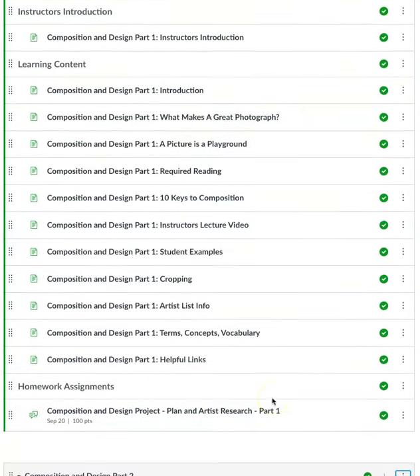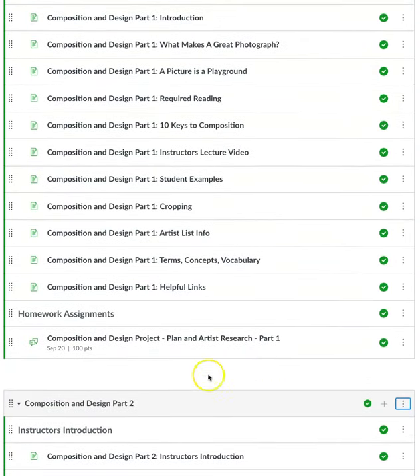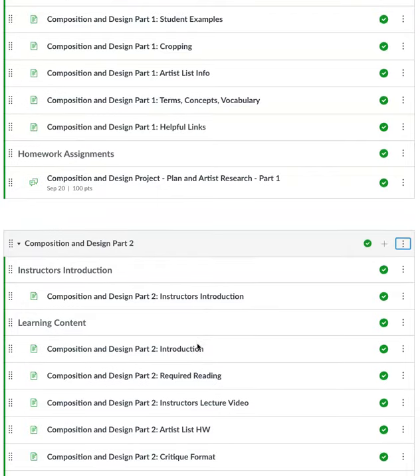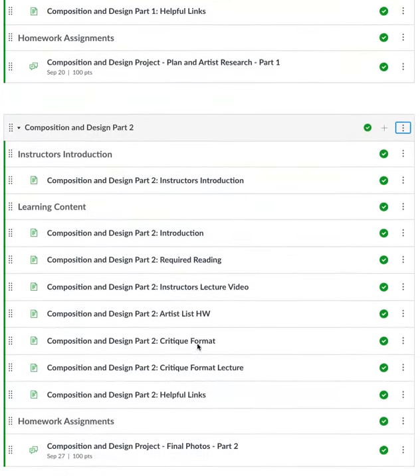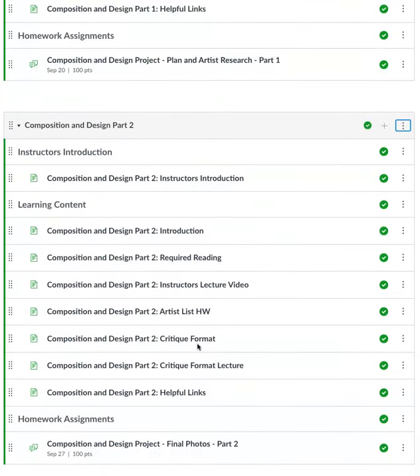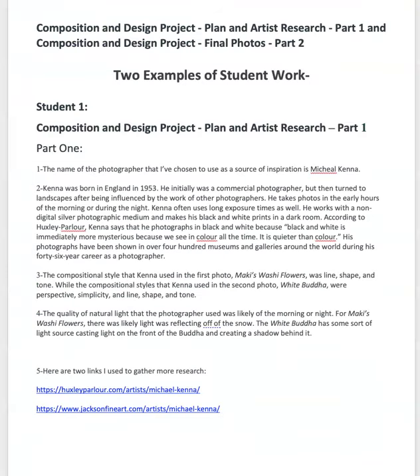For Part 1, you have a plan and artist research project due. I'm going to show you some student examples of that now. And you can learn more about the project by going to the homework assignment. And also, for the second part, Composition and Design Part 2, you turn in your final photos. So let me click over and show you what you're up to.